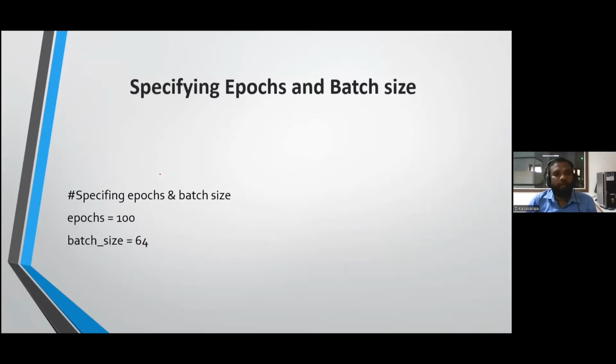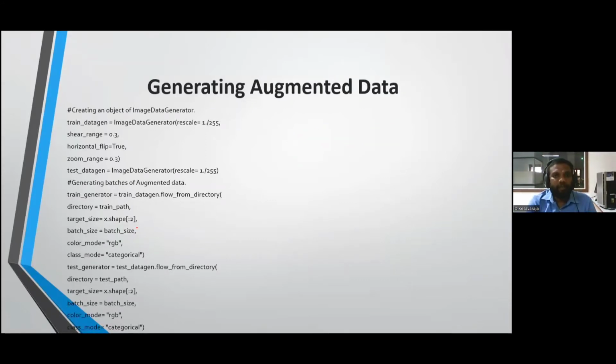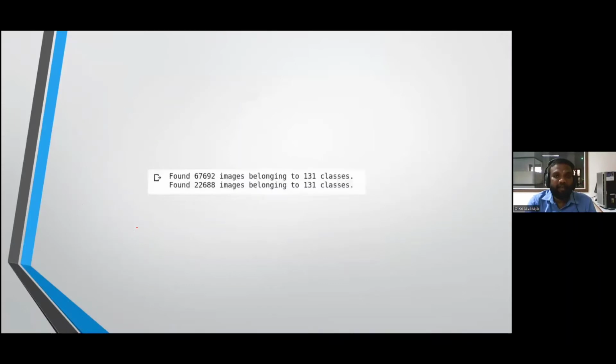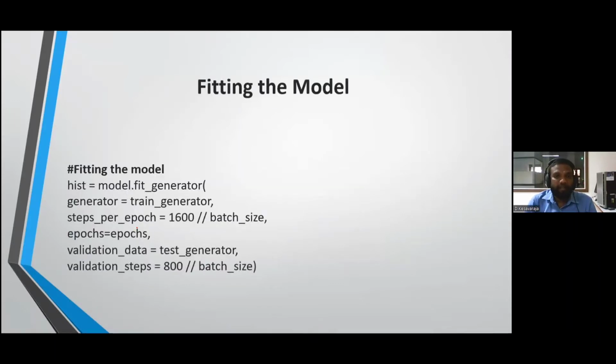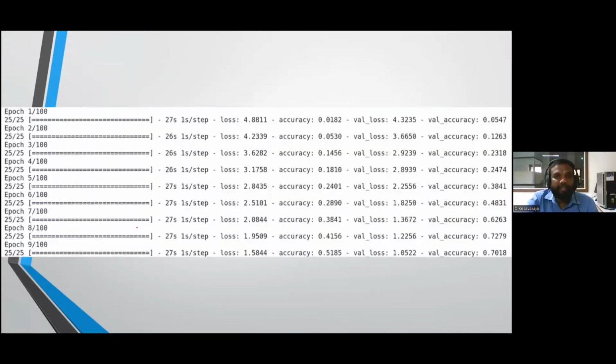Then specify the epochs. For the time being, I will give epoch as 10. For an actual research project, the epoch would be 500. Here I am giving epoch as 100. You can execute it multiple times, and then you can get an excellent result. This part is for generating augmented data. So now you can get the exact result as the model is fit and generated.